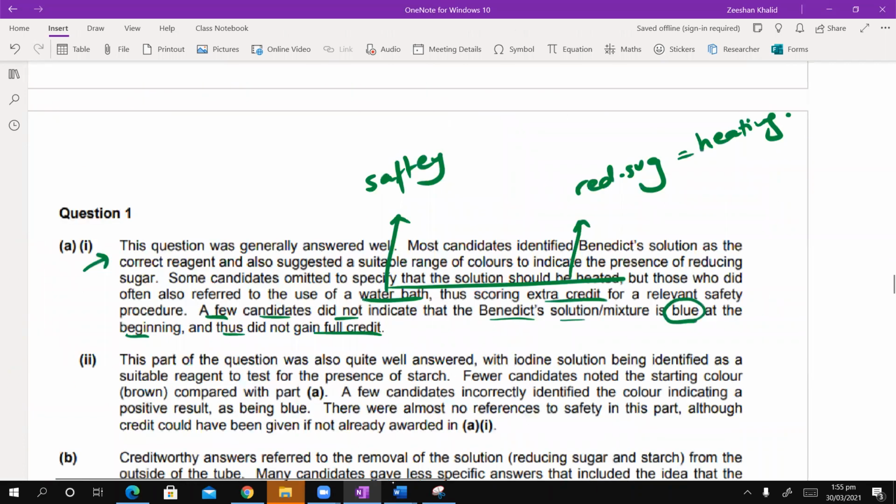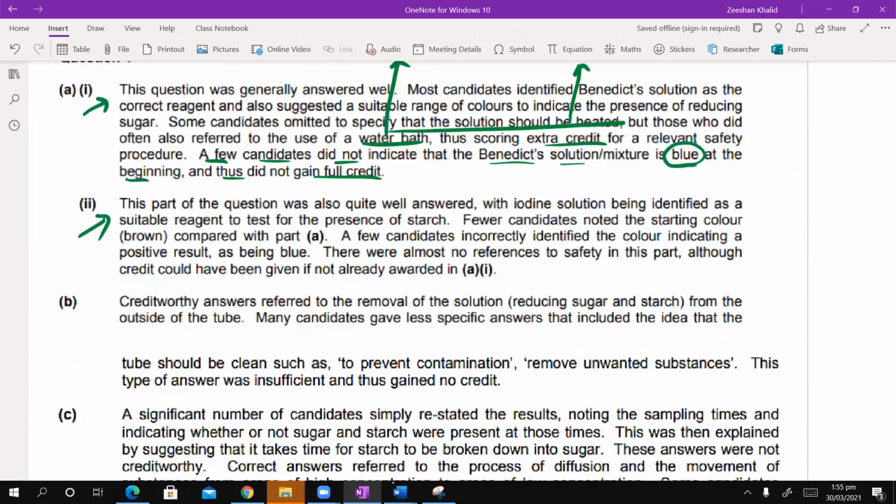Let's see what the examiner has to say for this also. This part of the question was also quite well answered, with iodine solution being identified as a suitable reagent to test for the presence of starch. Fewer candidates noted that starting color brown compared with part A. Again, इस पे भी आपने कलर चेंज लिखना है. तो ओरिजिनल कलर आयोडीन सोल्यूशन का कलर क्या है? ब्राउन है. और जब वो प्रेजेंस शो कर देगा तो फिर हम क्या लिखेंगे? ब्लू ब्लैक. So again you have to write the entire color change and not just blue black. Okay, तो वो यहाँ पे यही बात कर रहा है.